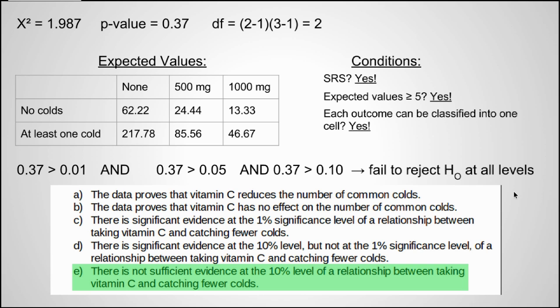It wasn't C because there isn't significant evidence at 1% because our p-value was greater than alpha. And it wasn't D because there wasn't significant evidence at 10% and 1% because the p-value is greater than both. And using that same explanation, we can now pick E as our answer because there isn't sufficient evidence at 10% because our p-value is greater than both.